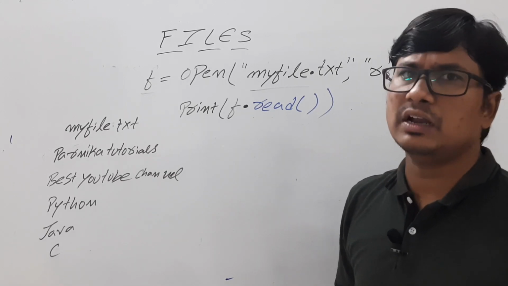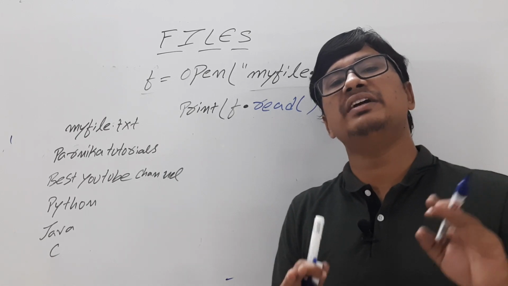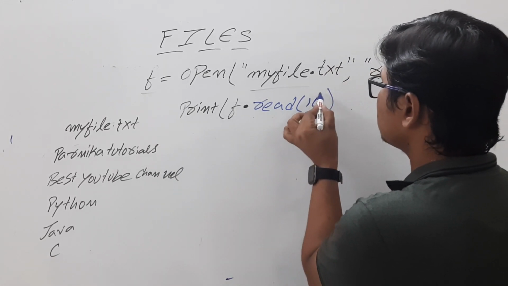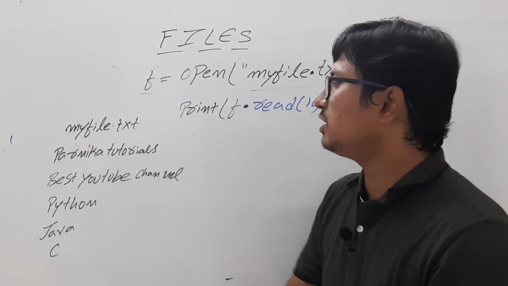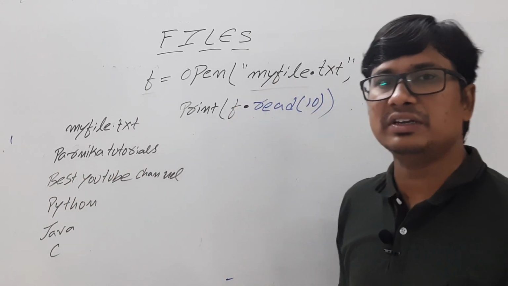Now look at here, sir, I don't want to read the entire file. I want to read some specified characters. Then you can specify the number of characters. Suppose I want to read the first 10 characters. Then it will give you the first 10 characters in the file called myfile.txt.